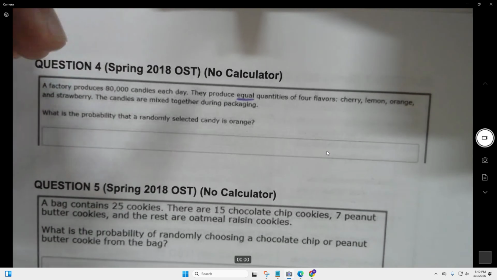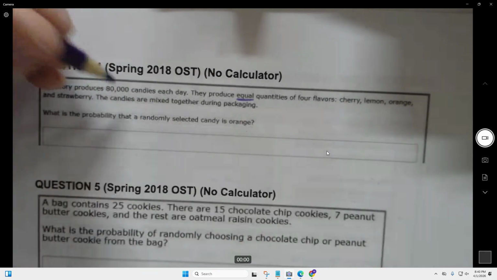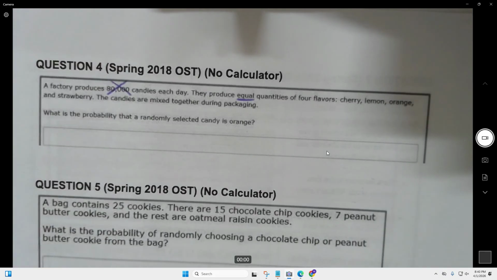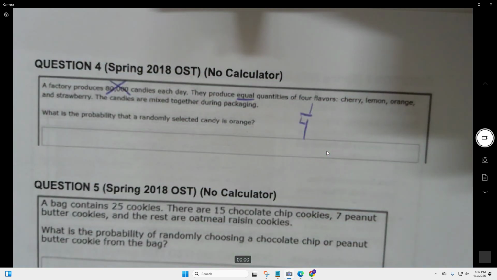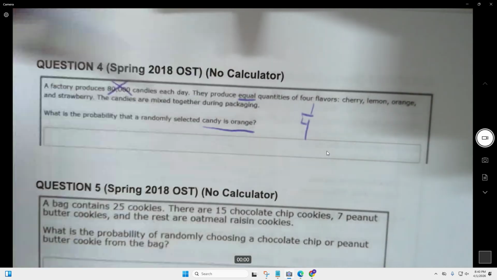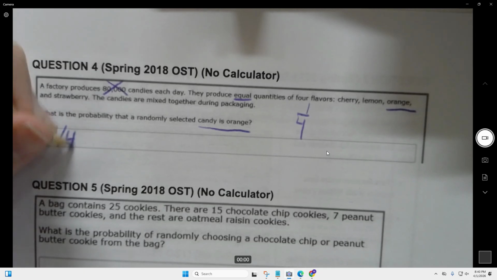Okay, so this question is far simpler than it seems. The fact that they make 80,000 candies is not relevant. What's relevant is that you have 4 flavors and there are equal quantities. So every flavor has a 1 in 4 chance of appearing. So if you're looking for one color, which is orange, which is one of the 4 flavors, then the probability is 1 out of 4.